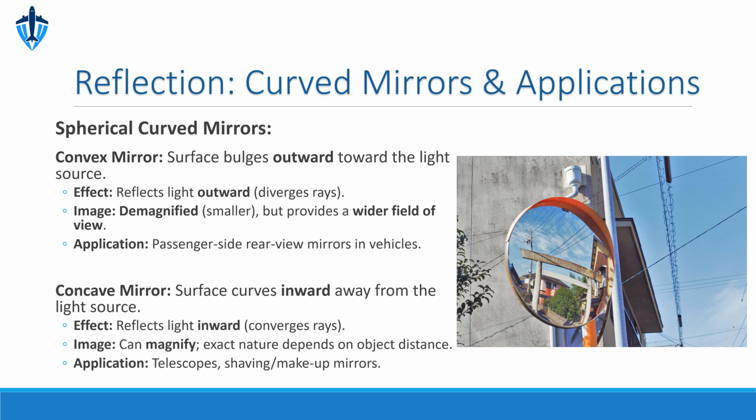This understanding of how light reflects from different surfaces is fundamental before we see what happens when light doesn't bounce back, but instead passes through a material, which is our next topic, refraction.